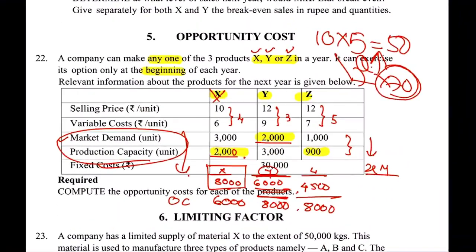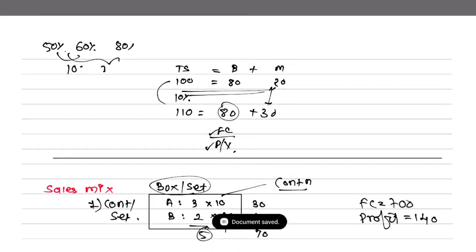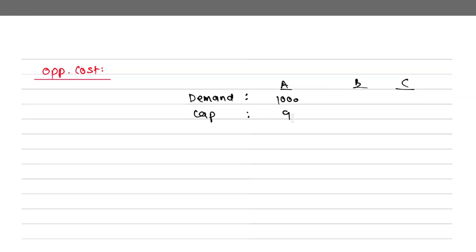Now let's go with one more concept, which is opportunity cost. So after sales mix, let me go to this one concept. Let us discuss what is there in the opportunity cost. Let me give you an idea. Let us say some demand will be given in the question and you will have a capacity that will be given in the question. There is a product A, B and C. I will just take one or two examples. Demand 1000, capacity 900. Tell me how many quantities you can produce. Even though demand is there but I don't have capacity, sir, I will take 900. Let us say it is 1000 and it is 1900 this time.